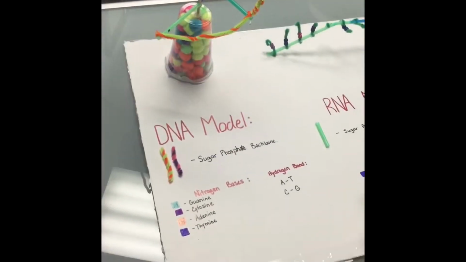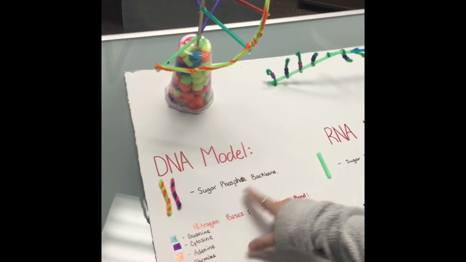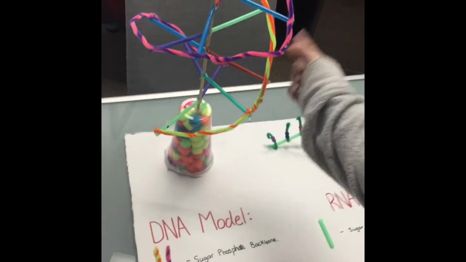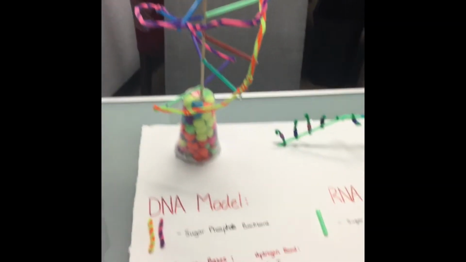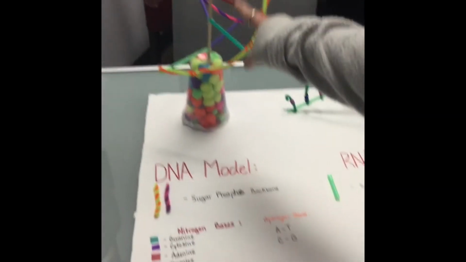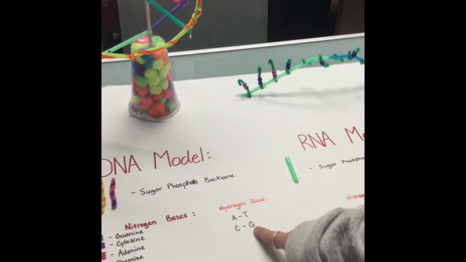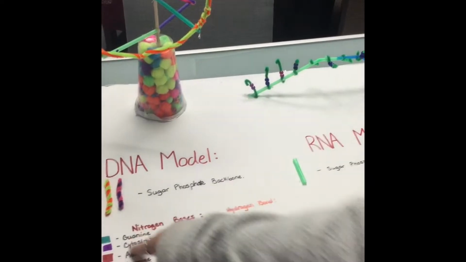This is our DNA and RNA model. First for DNA, it consists of sugar phosphate backbones, which are shown right here. And then our nitrogen bases are guanine, cytosine, adenine, and thymine. And those are the straws. And then our hydrogen bonds, A always goes to T and C always goes to G. And those letters replicate these words.